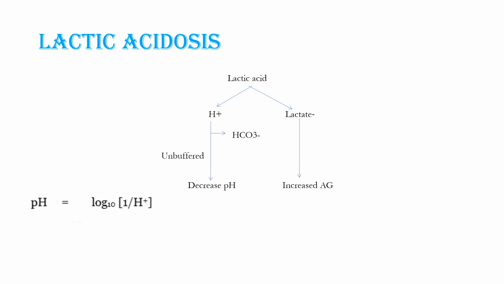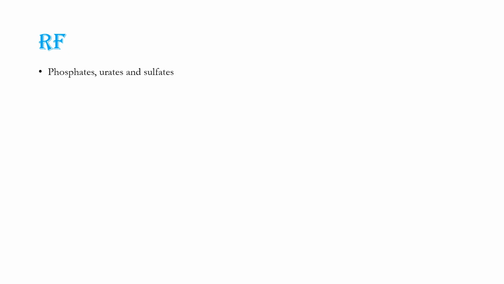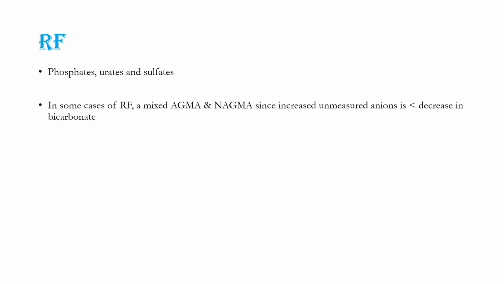But in other cases of increased anion gap metabolic acidosis also, the initial step is generation of hydrogen ions, cations, and the unmeasured anions from the parent compound. Now, for example, in diabetic ketoacidosis, ketoacids like beta hydroxybutyrate and acetoacetate form in addition to cations. Unmeasured anions in case of renal failure are phosphates, urates, and sulfates. And in some cases of renal failure, a mixed anion and a non-anion gap metabolic acidosis exists, since increased unmeasured anions is less than the decrease in bicarbonate levels.